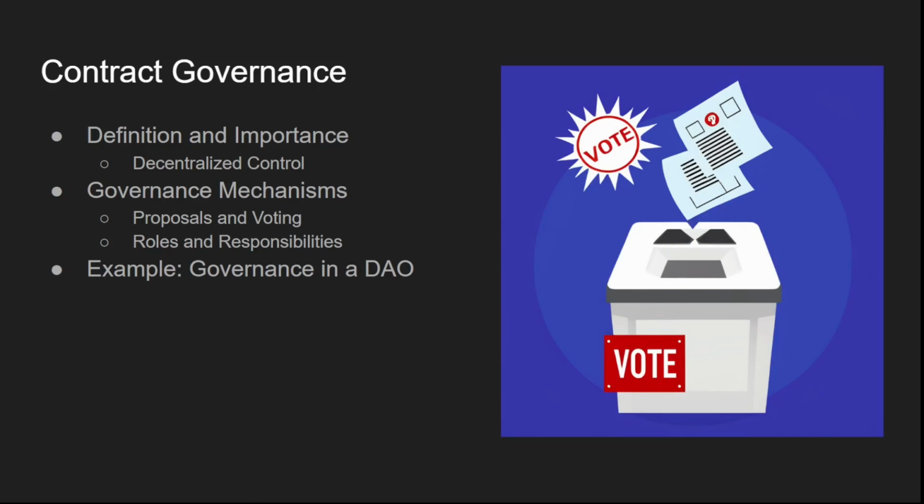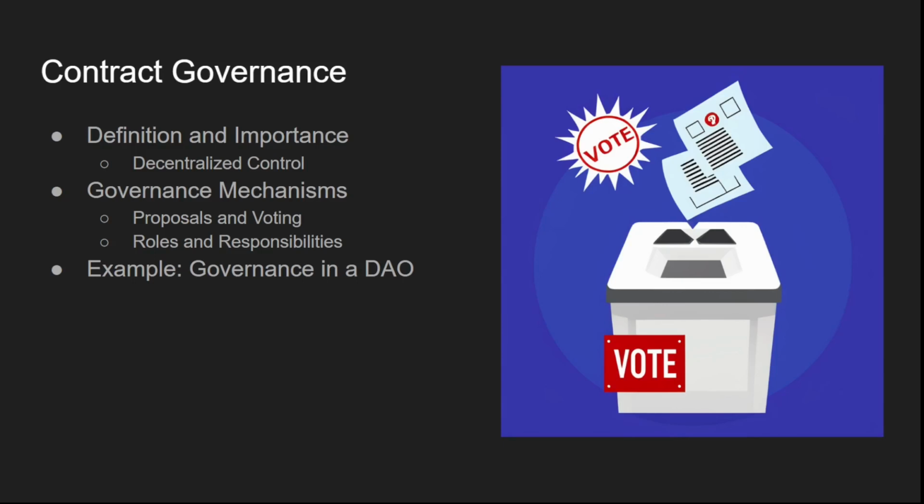Let's start with the definition and importance of contract governance. Contract governance refers to the mechanisms and processes that allow stakeholders to make decisions about the contract's operations, upgrades, and policies. It ensures decentralized control, meaning that no single entity has unilateral authority over the contract. Instead, decisions are made collectively by stakeholders, promoting transparency and trust.